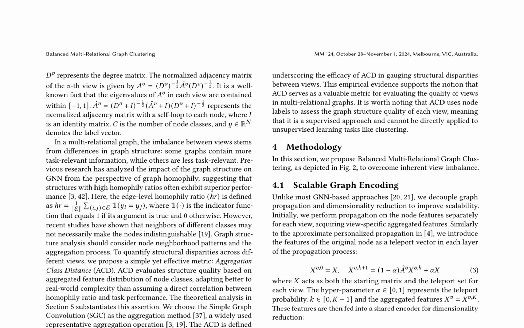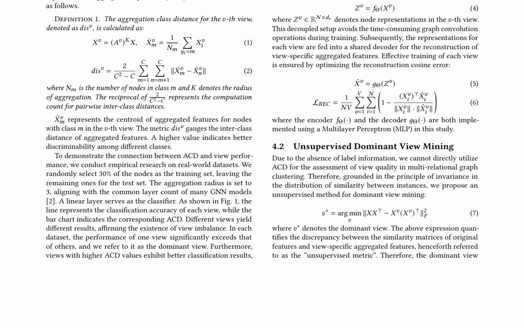This process includes decoupling graph propagation and dimensionality reduction to enhance scalability, as well as an unsupervised method for identifying the dominant view. This identification is based on the similarity matrices of original features and view-specific aggregated features, allowing for a comprehensive analysis of graph structure and node relationships.